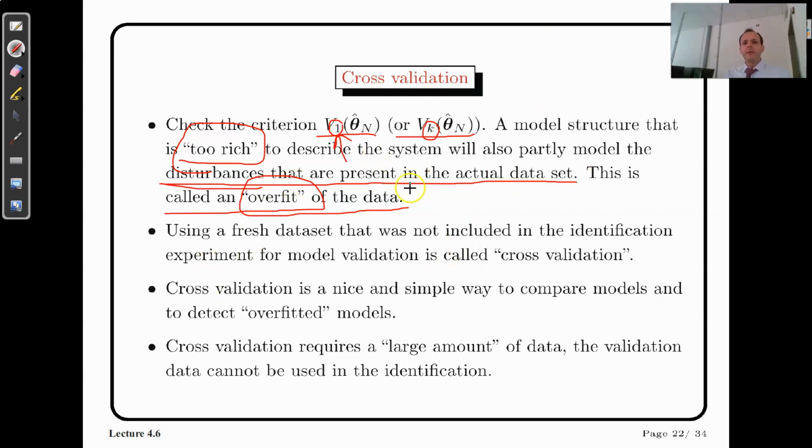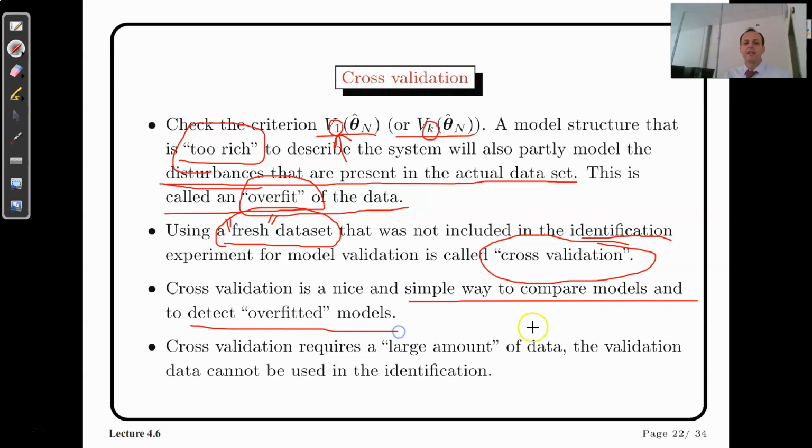So how can you try to avoid this problem of considering a model that is too rich, rich in the sense that the order is too high? Normally you should use what is called here a fresh data set, which means a set of data that are not used in the identification. This is why it's called cross-validation. You are using a different set of data from the one used for the identification. Cross-validation is a nice and simple way to compare models and to detect overfit models.